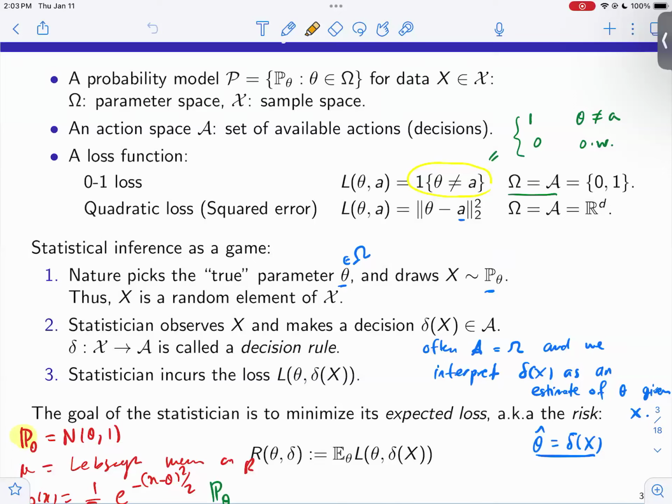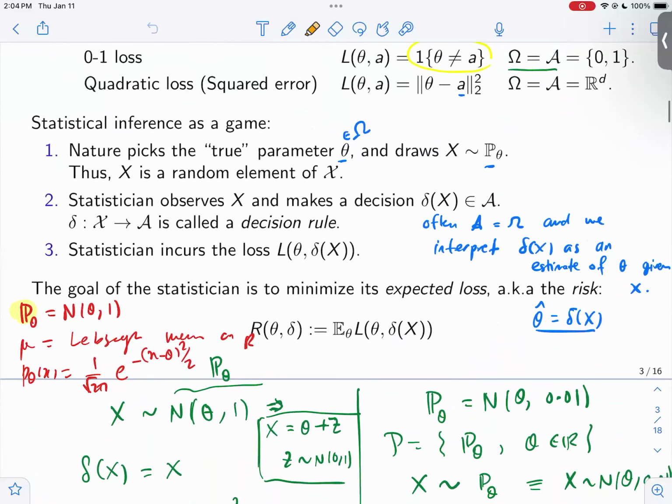So statistical inference can be viewed as a game with two players. Nature picks the parameter, picks the distribution, and generates the data from that distribution. So X is a random element with distribution P theta, and then passes it to the statistician. The statistician observes it and then makes a decision, delta of X, so has a decision rule. That's the job of the statistician, to come up with a decision rule, or you can call it the estimator. If you imagine the action is just an estimate, it maps observations to estimates of the parameter. And then we incur, as a statistician, the loss L of theta and delta of X.